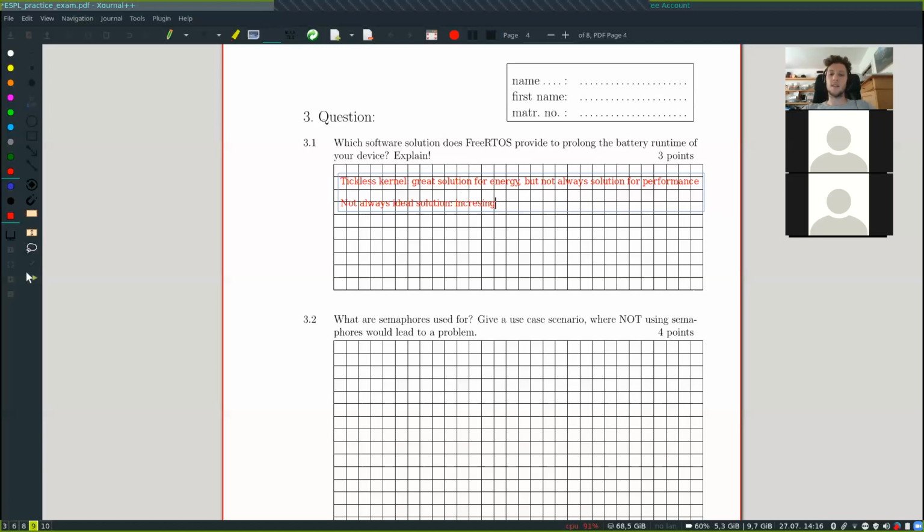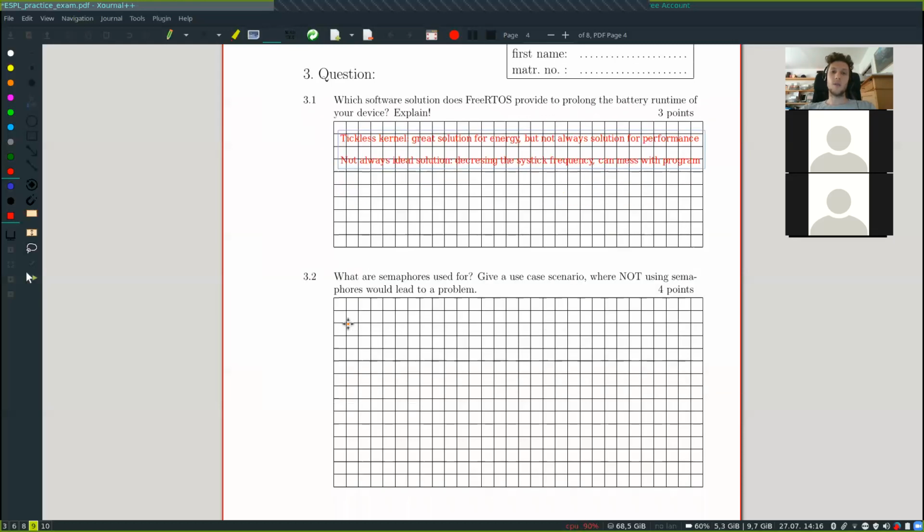Another option is decreasing the tick frequency, the SysTick frequency. That can mess with programming, right? If you took the same system and just decreased the tick frequency and expected it to run the same, it could mess with things. It's hard to say. It could be an okay solution, but a tickless kernel, if the situation fits correctly, is a very good solution for power saving. Okay, any questions on that one?